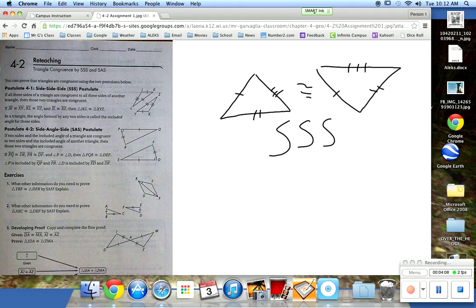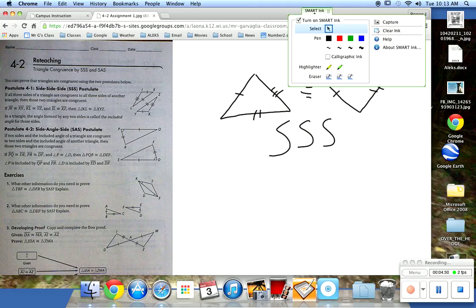Just a triangle. I have my 1 to 2, 1 to 2. I have my 2 to 3, 2 to 3. And I have my 3 to 1, 3 to 1. All right? It's just the way it's set up. If I take this one and roll it this way, it would be the same triangle. Okay? Those are your two postulates that you've got to work on today.